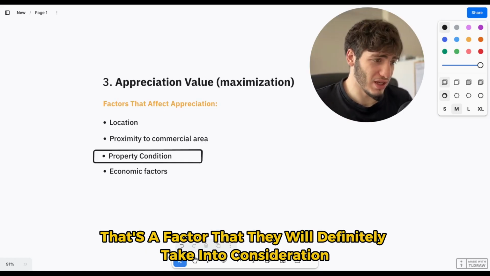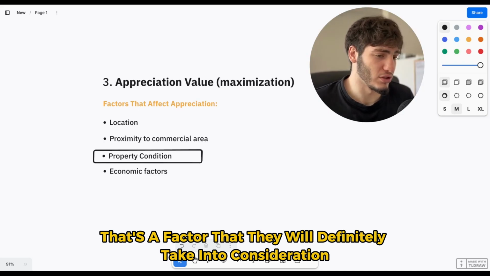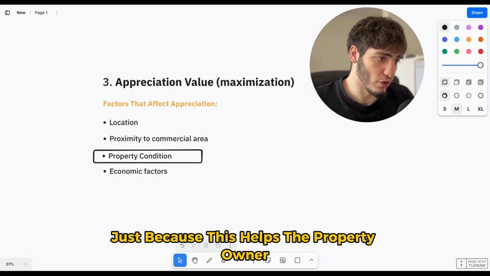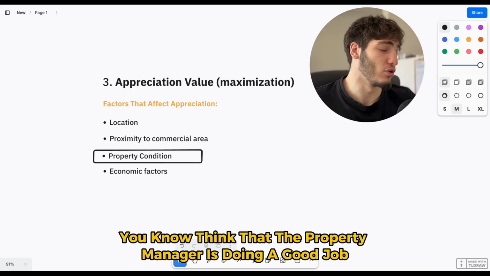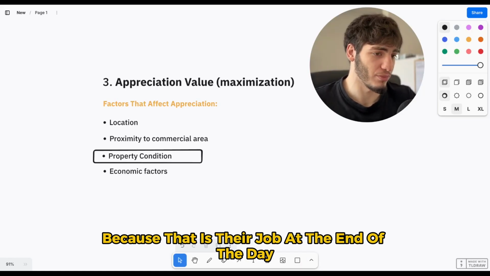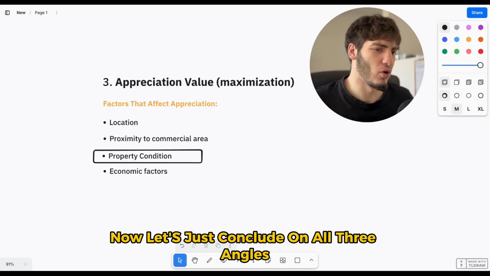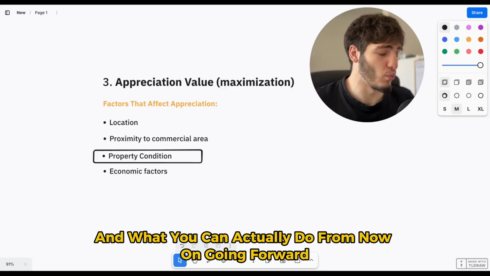And with that being said, that's a factor that they will definitely take into consideration, just because this helps the property owner think that the property manager is doing a good job, because that is their job at the end of the day. Now, let's just conclude on all 3 angles and what this means for you and what you can actually do from now on going forward.